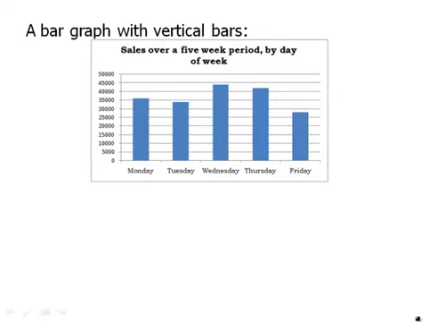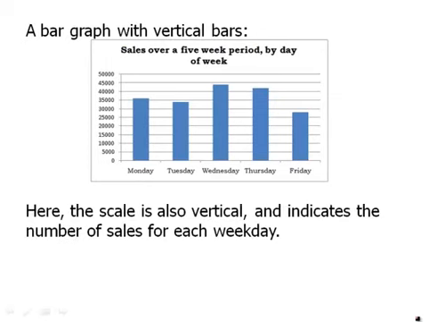Here's a graph with vertical bars. Here the scale is also vertical and indicates the number of sales for each day of the week. So this is a company, it looks like on average the highest sales are on Wednesday. Wednesday and Thursday are good days. Friday is really the lowest day. It's kind of a drop-off day.